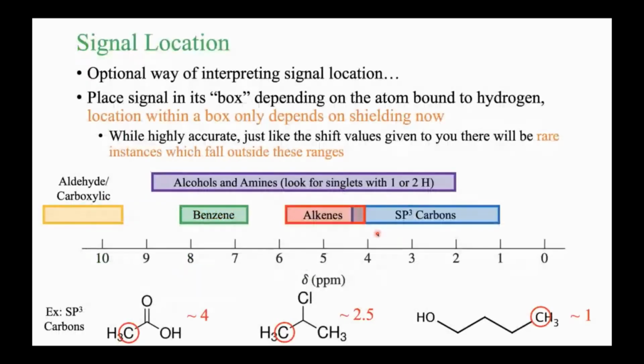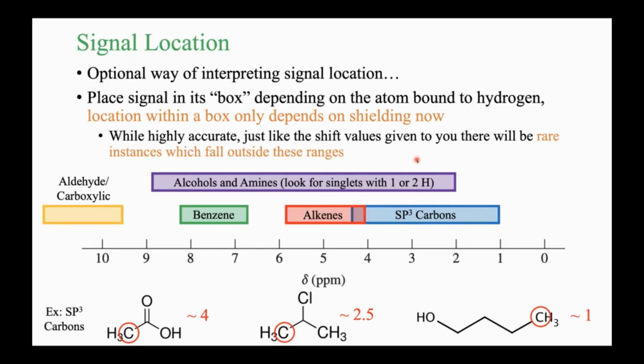So, signal location. I understand that y'all should have NMR tables on the exam. I think I saw an email containing that. But this is an optional way of interpreting the signal location. I know a professor taught me this back when I took OChem. I believe it's in the textbook as well.